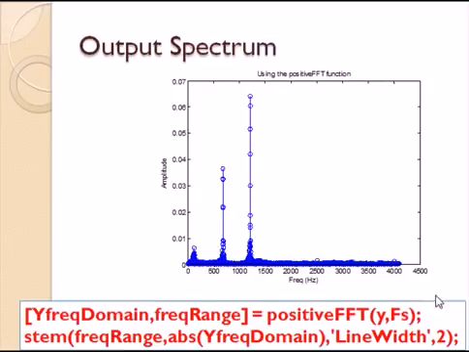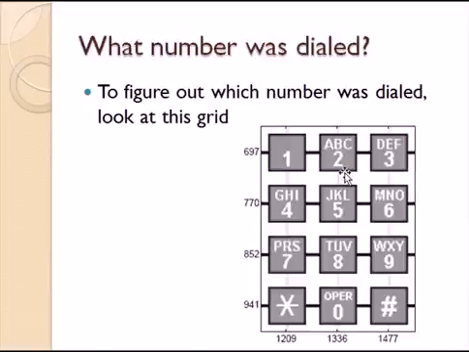Now I want to take the FFT of that. Okay, so I use my positive FFT routine on Y using the sample rate, and I do my stem plot, and you can see there's two numbers which predominate. One is right around 700, and the other one is right around 1200. And it turns out you can figure out which number was touched by connecting these frequencies up to the scheme used for touchtone phones. So you can see how each of these frequencies, 697, 770, 852, give you a row in the touchtone touchpad, and these ones 1209, 1336, and 1477 give you a column.